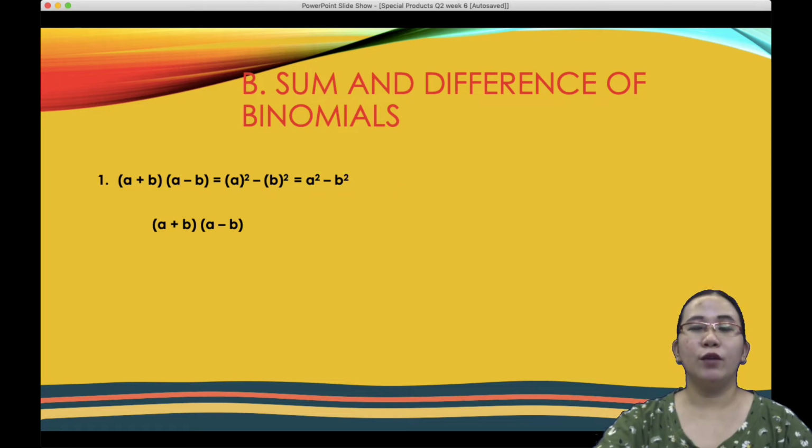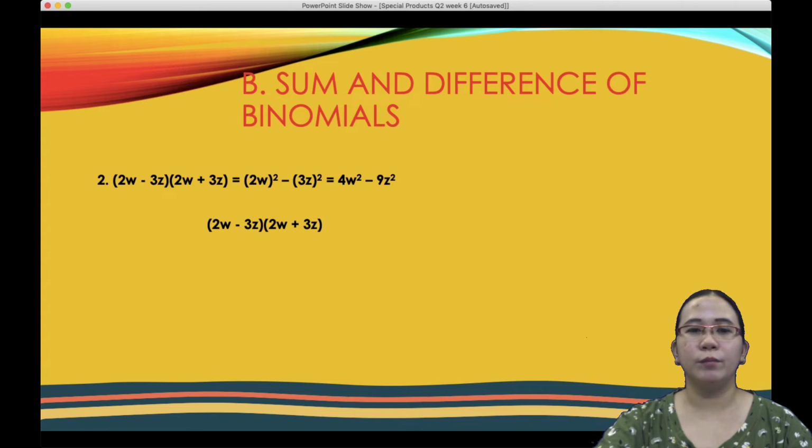Let us have another example. Find the product of 2w minus 3z and 2w plus 3z. First step, we multiply the first to first term. 2 times 2 is 4. W times w is w squared. Then, laging minus kapag sum and difference ang given. Lastly, multiply last to last term. 3 times 3 is 9, and z times z is z squared. Thus, the product is 4w squared minus 9z squared.